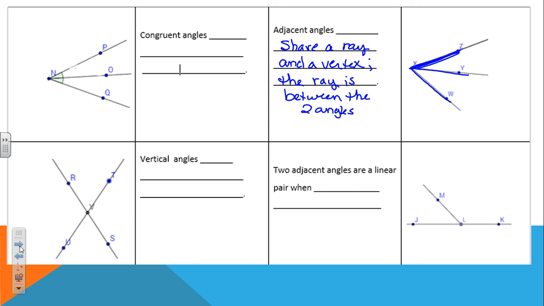Okay, but our book says that two adjacent angles are a linear pair when they share a common vertex. Their non-common sides are opposite rays. That works, provided you remember what opposite rays are. What was a working definition of opposite rays?